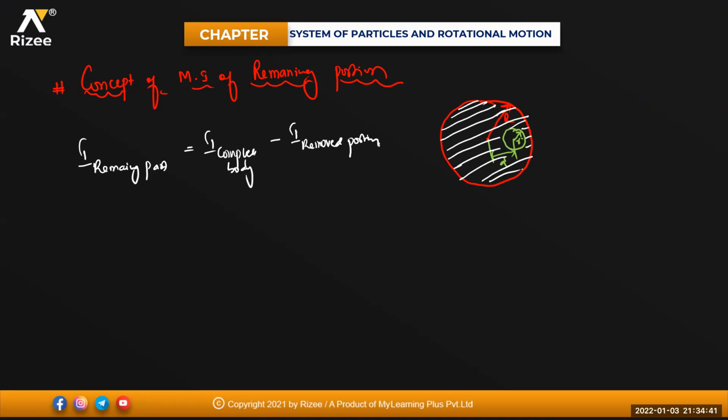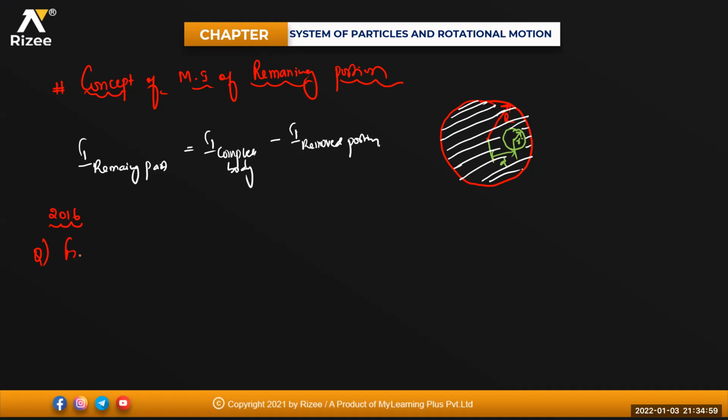What an idea. The moment of inertia of the remaining part equals the complete body minus the removed part; this gives you the moment of inertia of the remaining part. Isn't it? Somewhere in 2016, this model was asked on the removing part.